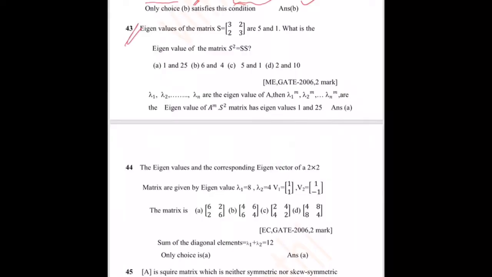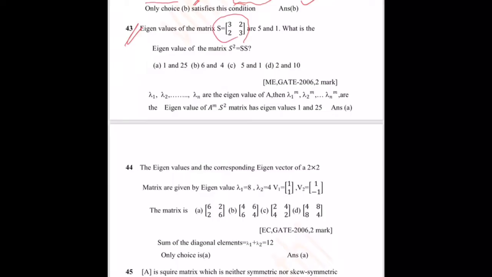Then 43. If the eigenvalues of the matrix S are 5 and 1, what are the eigenvalues of the matrix S square? S square is equal to S into S. We know that if lambda 1, lambda 2, ..., lambda n are the eigenvalues of A, then lambda 1 power m, lambda 2 power m, ..., lambda n power m are the eigenvalues of A power m.